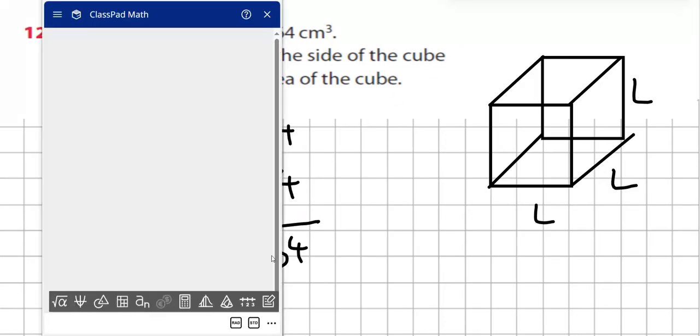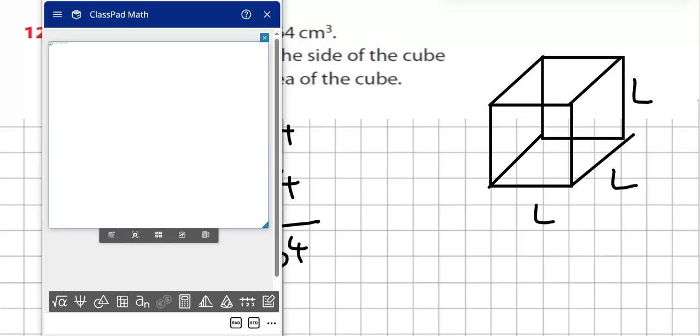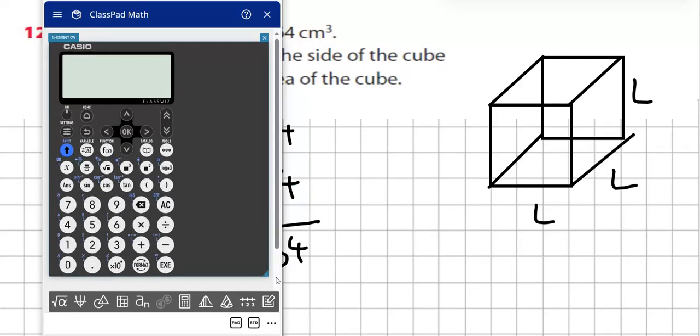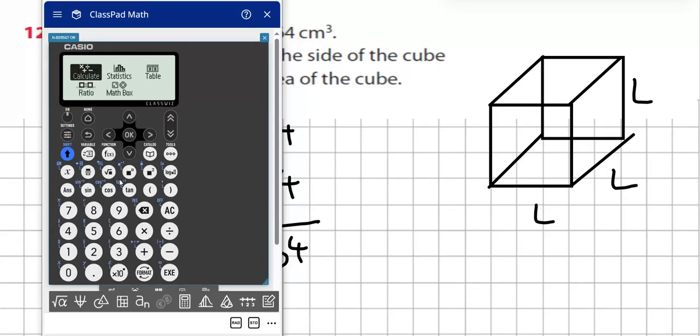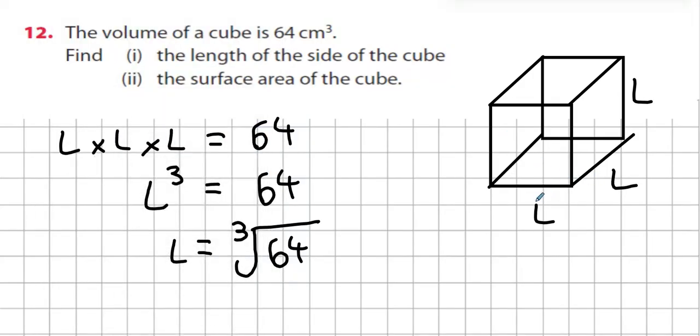So, when you're looking for the cube root, what you do is you press shift square root, you put the number 3 up here, and you put 64 in here. And the answer is 4. This means 4 multiplied by 4 multiplied by 4 will actually give you 64. Is that alright? Now, what's the surface area?